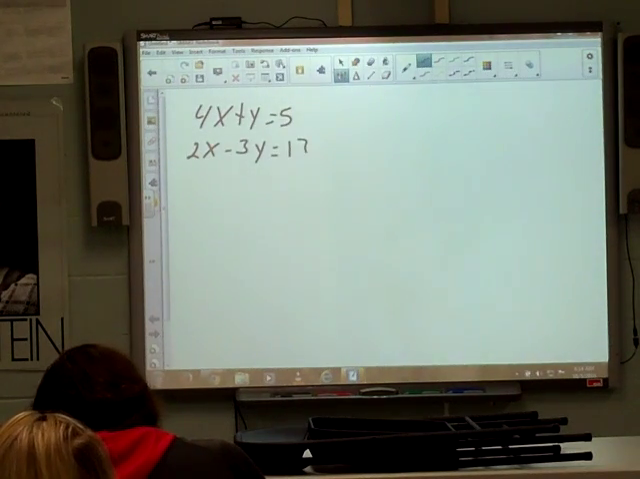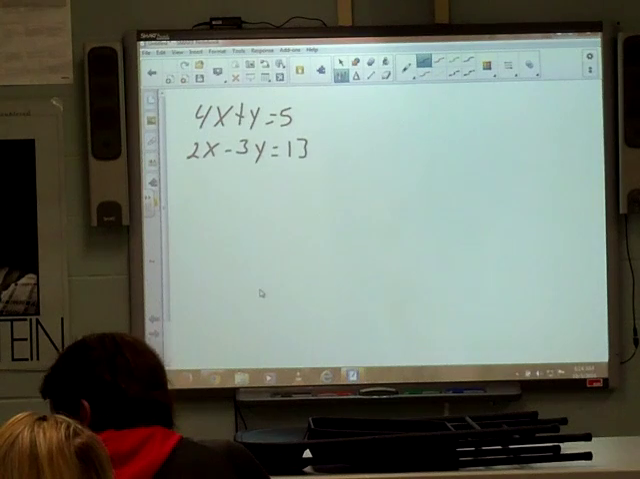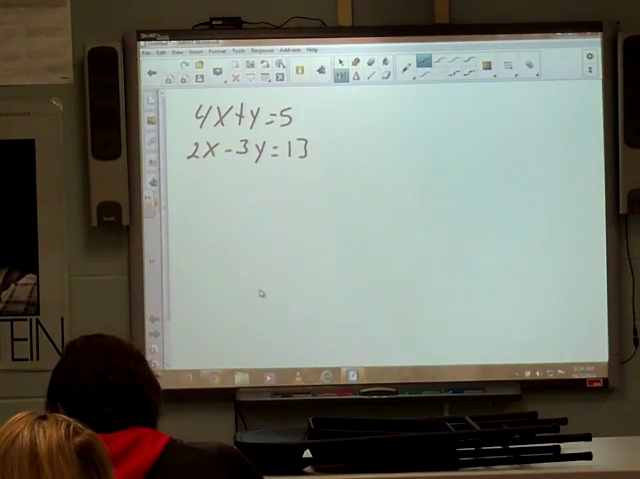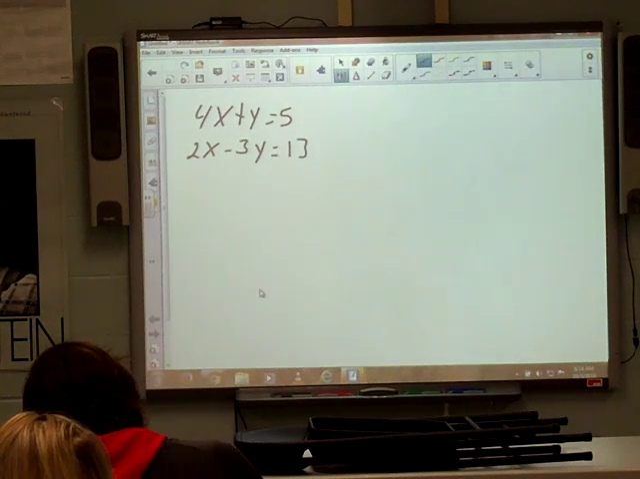Okay, this one we've got 4x plus y equals 5, and then 2x minus 3y equals 13. Alright, I'm going to do this one with you using substitution as well.